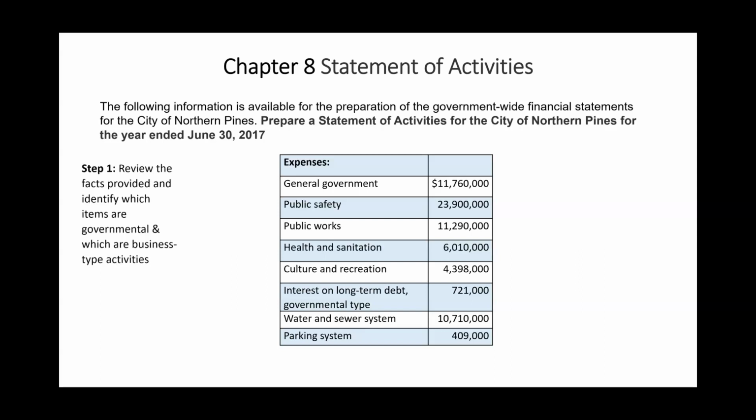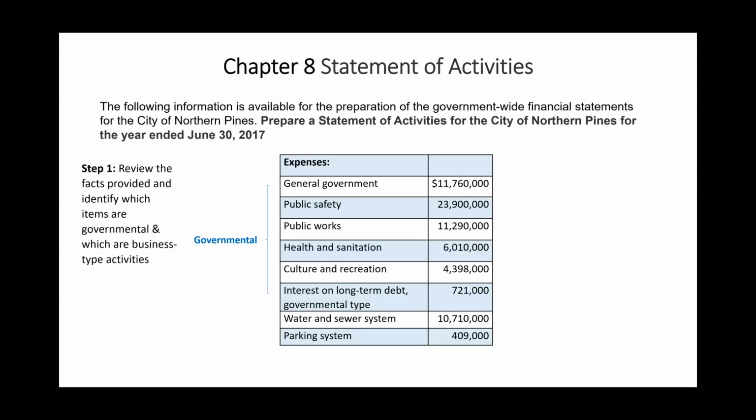Step 1, review the facts provided and identify which are governmental and which are business type activities. Well, they don't exactly tell us here. They don't split these out for us on the expense side like they did on the revenue side, right? So the general rule is we can look at these and we can say, okay, general government, definitely a governmental type expense, right? Anything to do with the public is probably going to be a general government expense. Health and sanitation, culture and recreation, any interest, anything like that. All of those are governmental type activities, right?